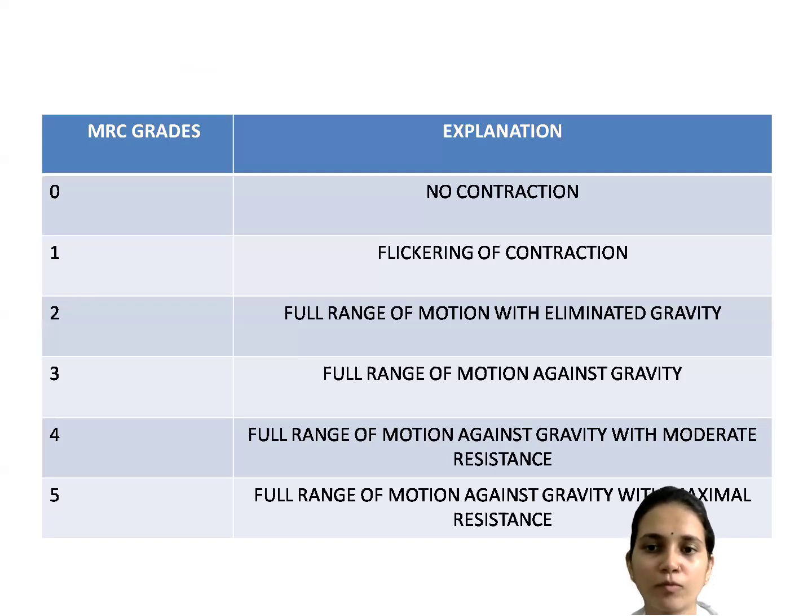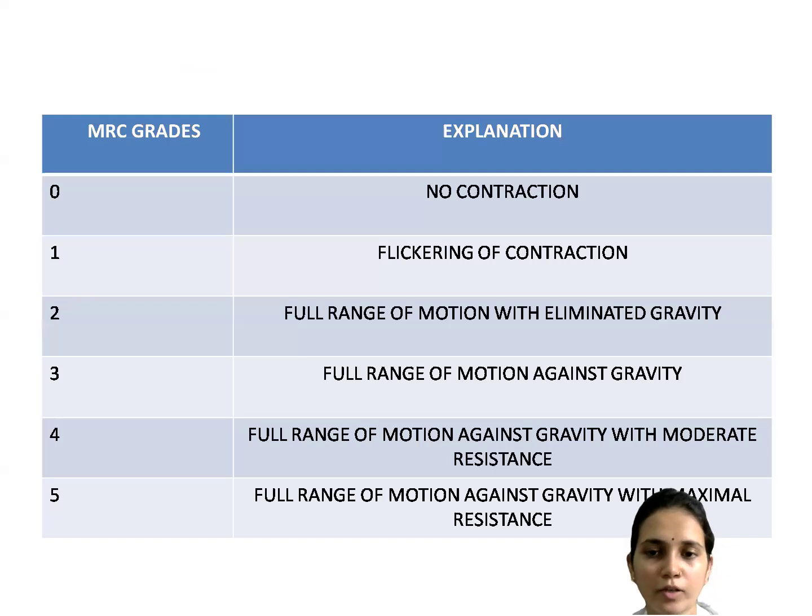Grade 2, full range of motion with eliminated gravity. Here, the patient is instructed to perform elbow flexion in a gravity eliminated plane. For example, imagine shoulder in 90-degree abduction and then instruct the patient to perform elbow flexion. So that is grade 2 for biceps muscle, full range of motion in gravity eliminated plane. Grade 3, full range of motion against gravity. If the patient is instructed to perform elbow flexion either in standing or in supine, that will be grade 3, full range of motion against gravity.